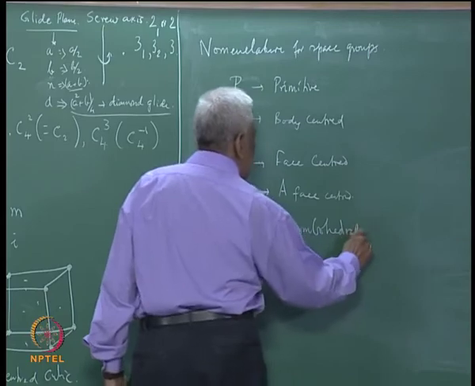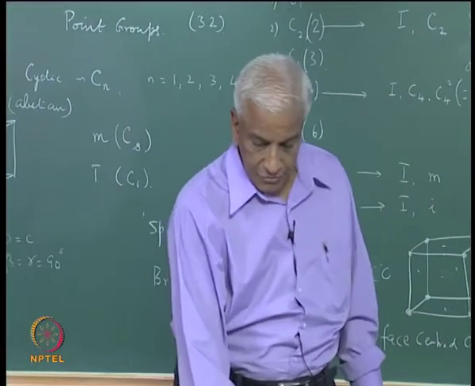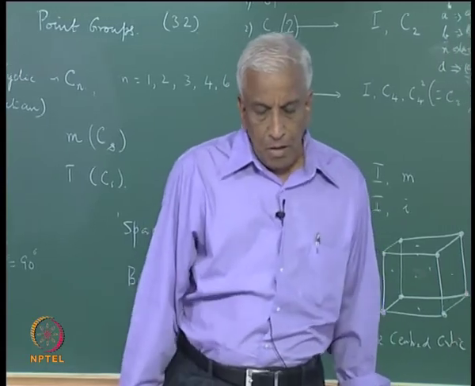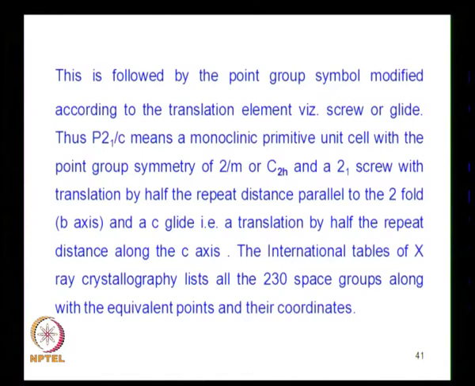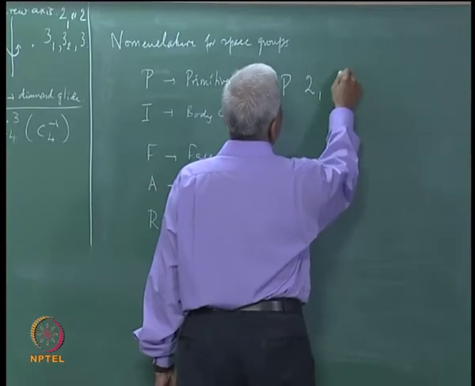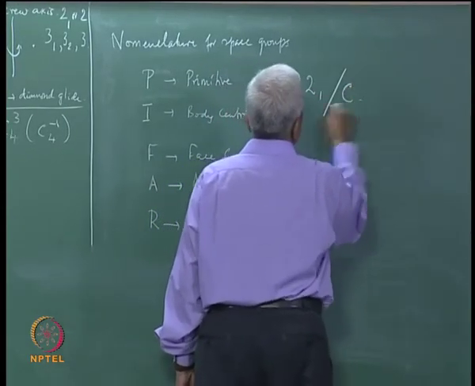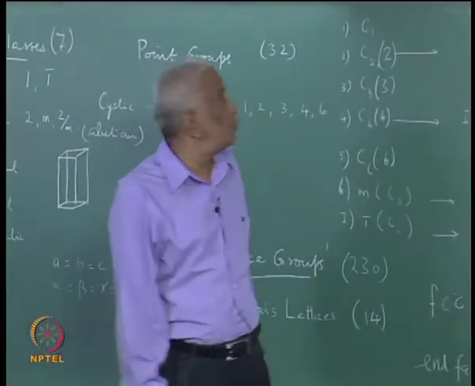So, the first letter in the space group symbol stands for the type of lattice. Then it is followed by the point group modified according to the translation element. For example, whether it is a screw or a glide. For example, let us take an example and illustrate this. P21 by C. This is the symbol for a given monoclinic space group.